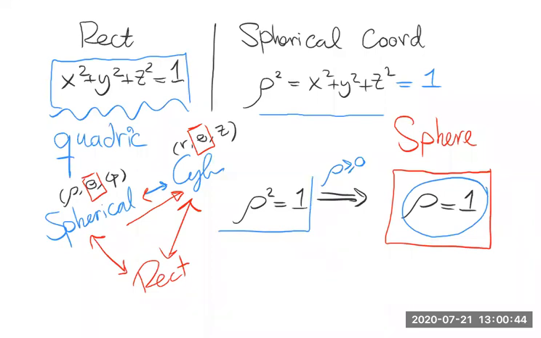So there's a question, what would be the equation of an ellipsoid in spherical coordinate system? Okay, so ellipsoid, well, in general, let's write down an example rather than the general case. An example would be x squared over 4 plus y squared over 9 plus z squared equals 1, right? This is in rectangular coordinate system.